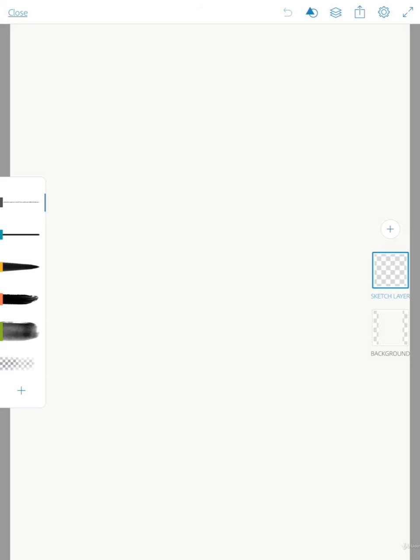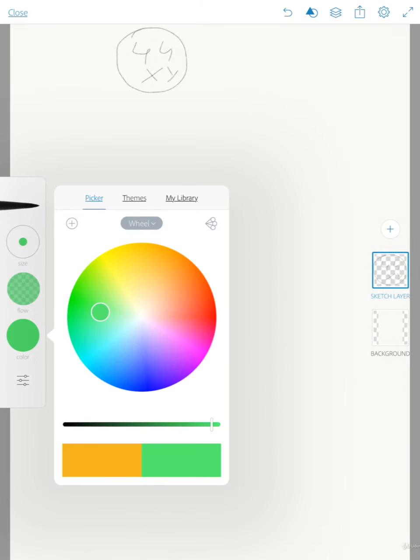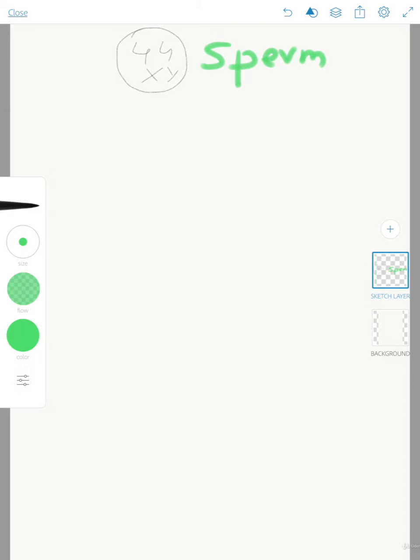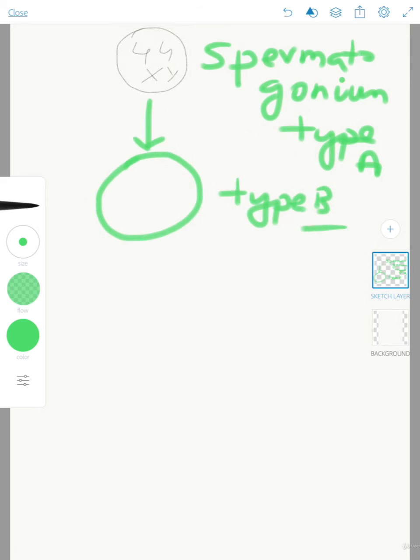So the first thing is the 44XY spermatogonium type A. Okay, now this then grows. There is no meiotic division or mitotic division. This grows into the spermatogonium type B, which is again 44XY.